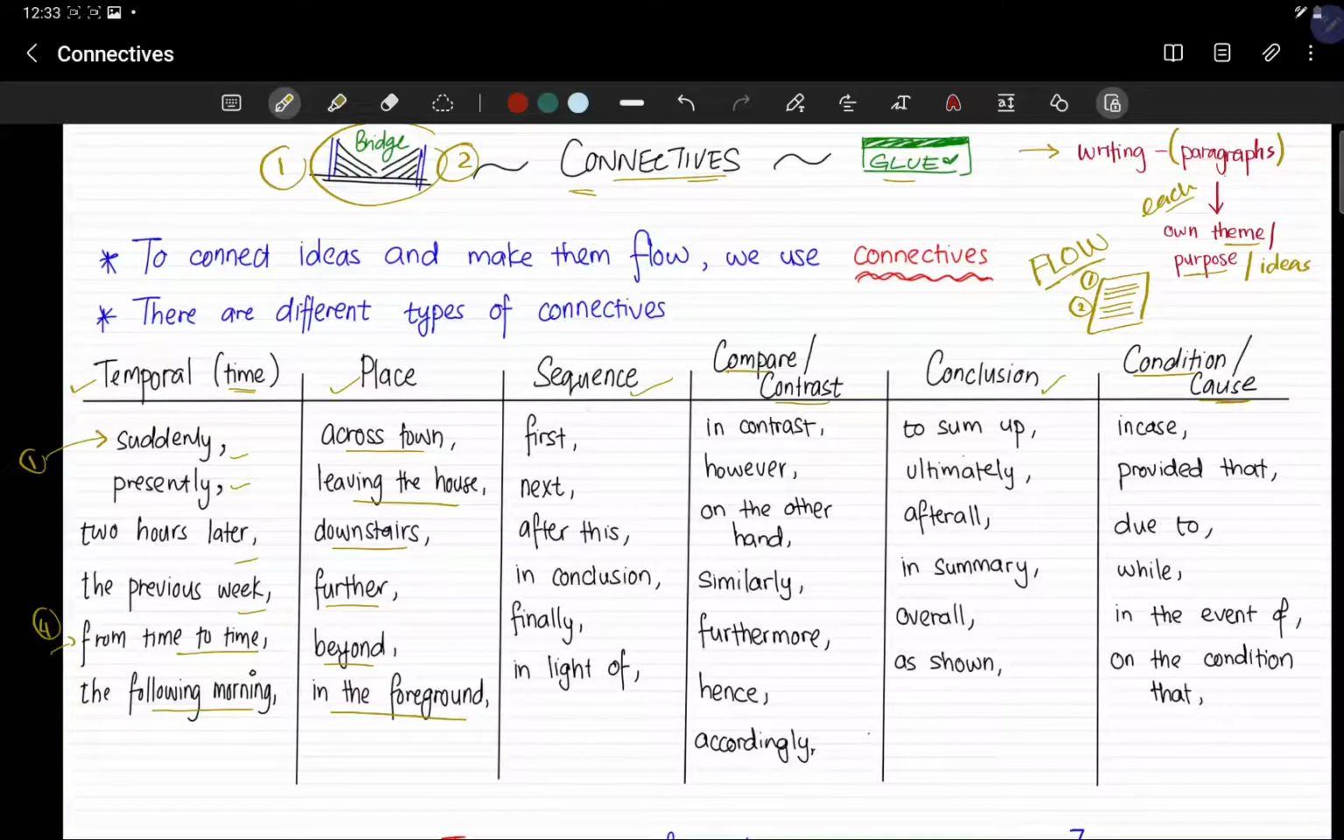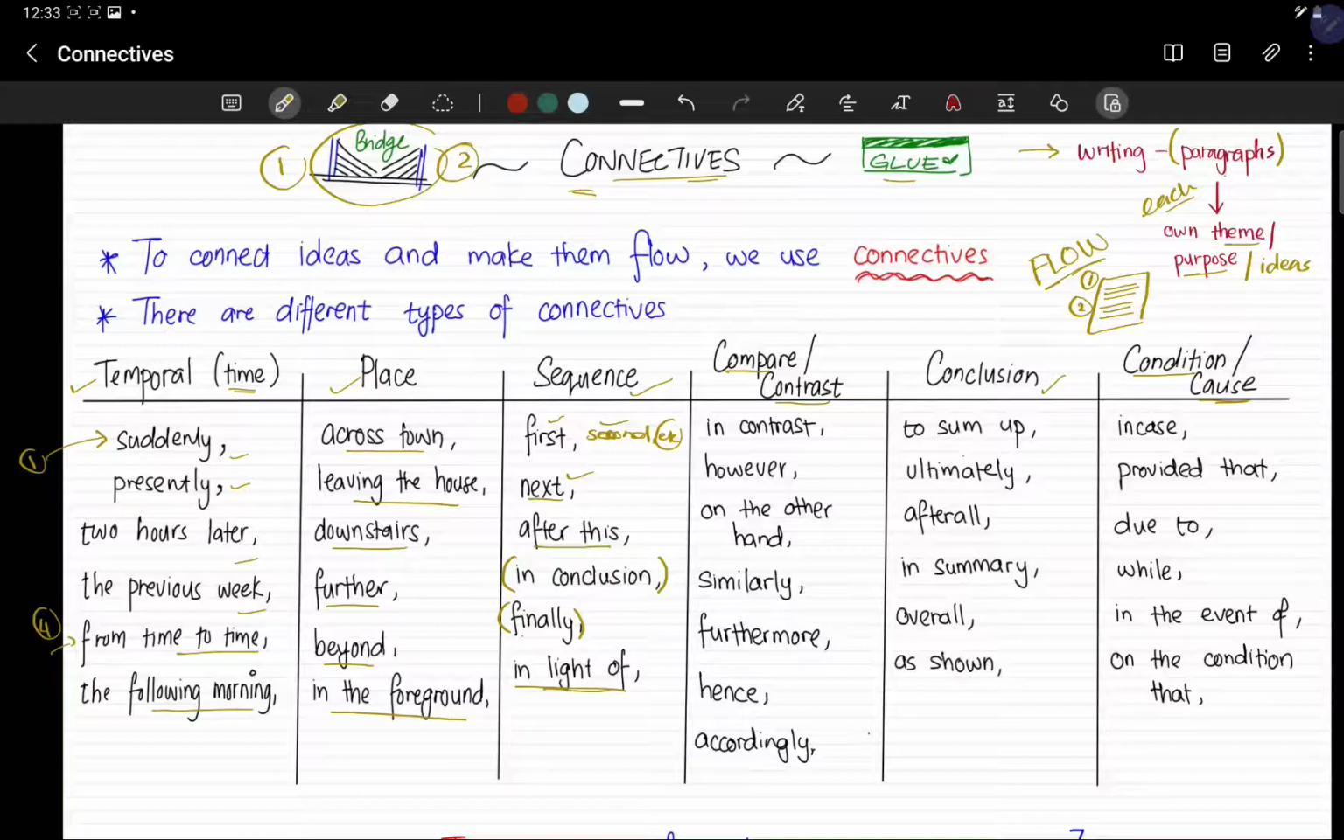To show sequence, we can use first, and if we use first, there can be second, third, and so on and so forth. Or we can use next. For example, you can use first and second, and afterwards, instead of saying third, you can say next. We can say after this. To show the ending of our sequence, we can use in conclusion, finally, and maybe if you want to introduce an idea in the middle, we can use in light of.